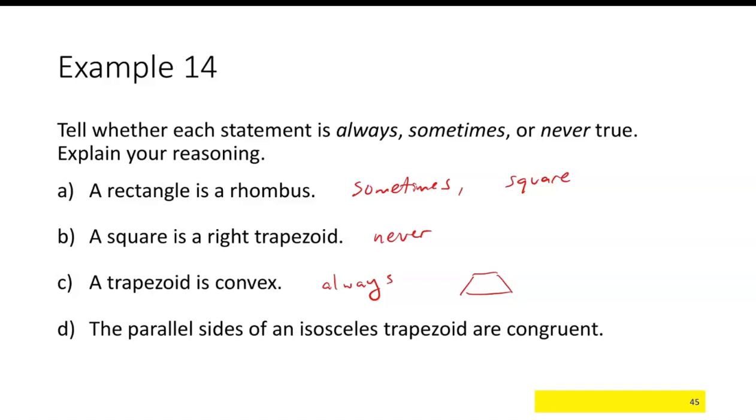The parallel sides of an isosceles trapezoid are congruent. Well, an isosceles trapezoid is sort of like this, where the left side and the right sides are congruent. But for a trapezoid, it's going to be impossible for the other pair of sides to be congruent. So this would be a never.